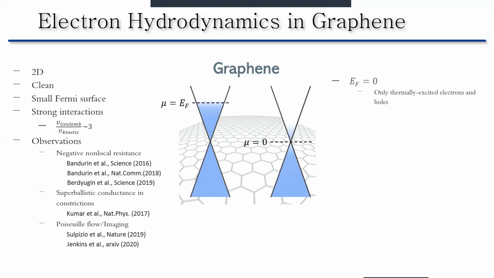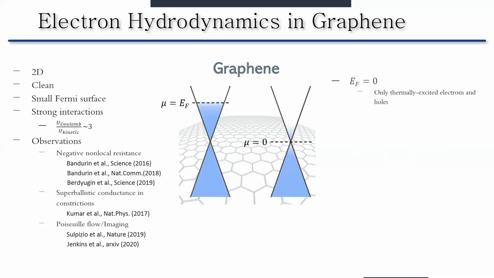Because you've lost entirely this Fermi energy, this scale that is so important when you're considering Fermi liquids. And your carriers in the system are only thermally excited electrons and holes. So there is, in a sense, almost no Fermi surface to speak of.